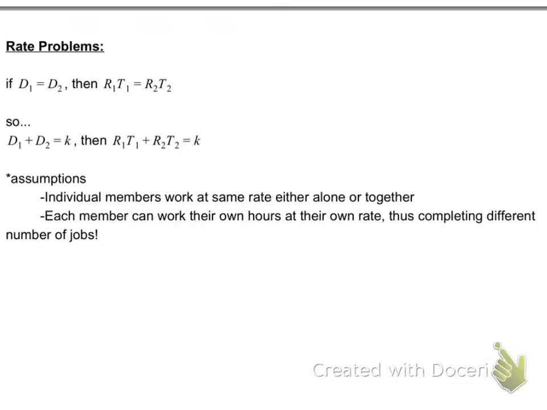So even though you guys have to, say, put 500 boxes on a shelf, someone could start before you and get some of that done, and then someone can join them, or you can start at the same time. It's fine. Their own rate completes a certain amount of jobs, and every person, because the rates are different, will complete a different amount of jobs. Okay? So, let's get into one of these problems.